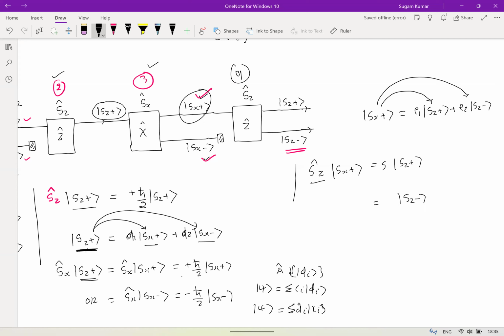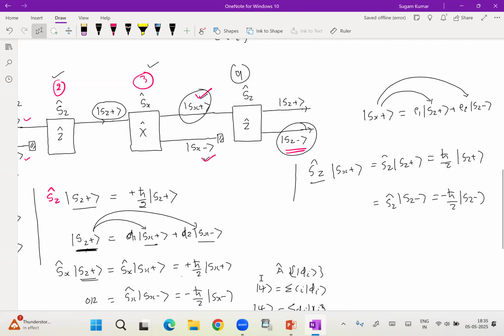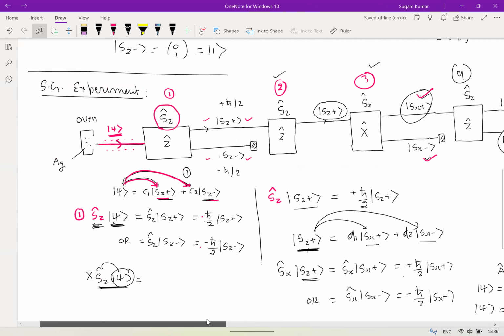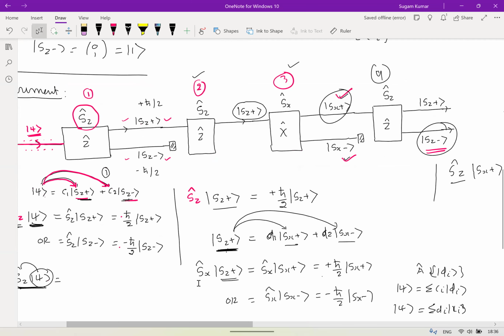So you are operating Sz on Sz plus here, so you will get h cut by 2 and Sz plus, and operating Sz on Sz negative here, you will get minus h cut by 2 and Sz negative. So you can see why this Sz negative again reappears. Okay. So this is how in quantum mechanics you can understand the operation in steps. And why I'm telling this, because I took a very simple example. I will go into a little bit more difficult one now.